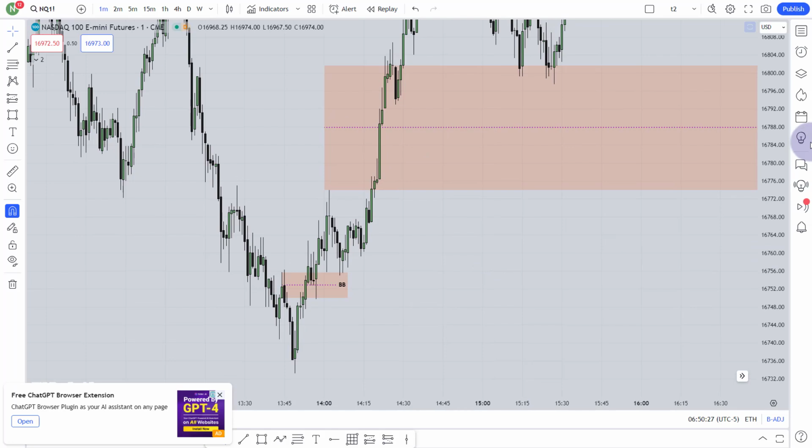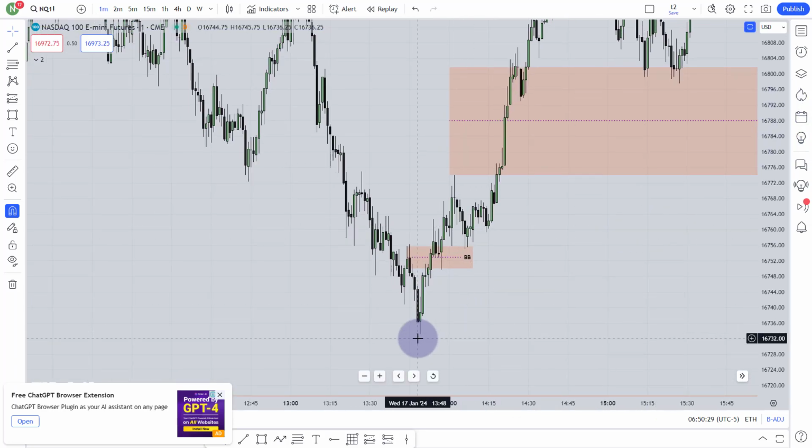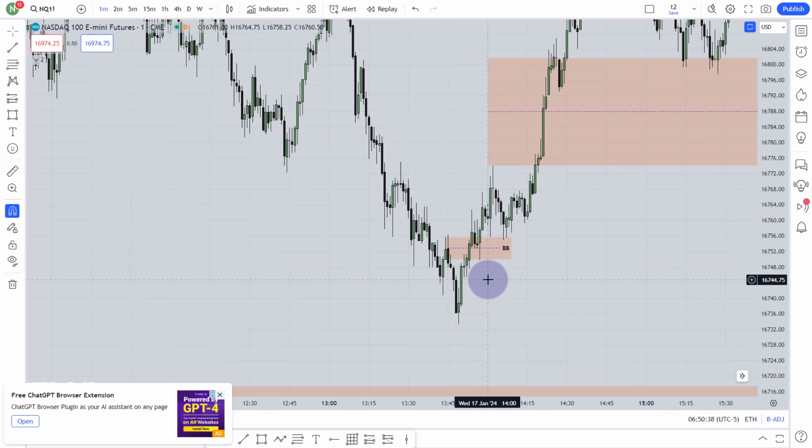Now I'm going to my chart. So here is the chart, and this is from Wednesday, 17th January 2024. This is the PM session trade. I have outlined this trade beforehand on my Twitter. I have uploaded it, so if you are with me on Twitter, you already know that.